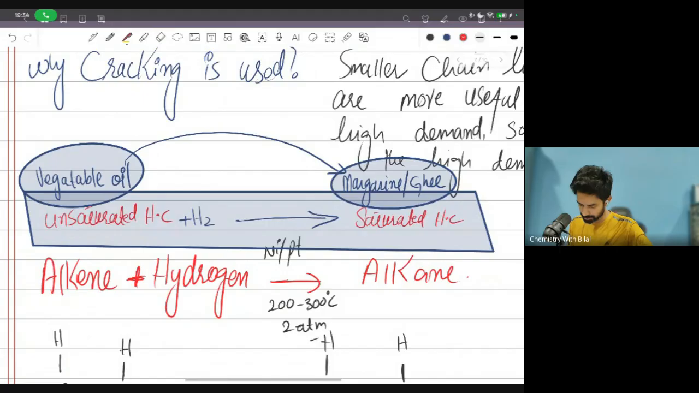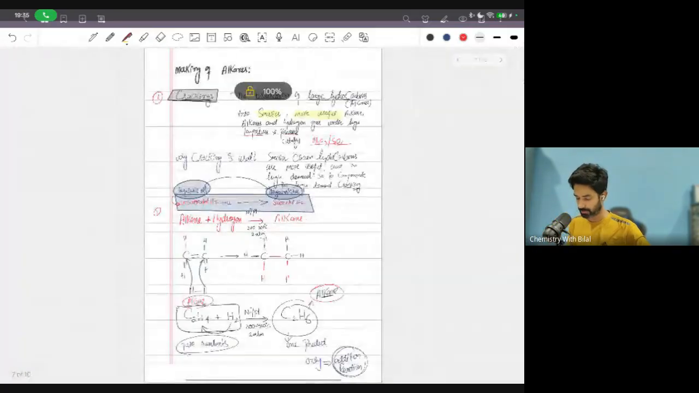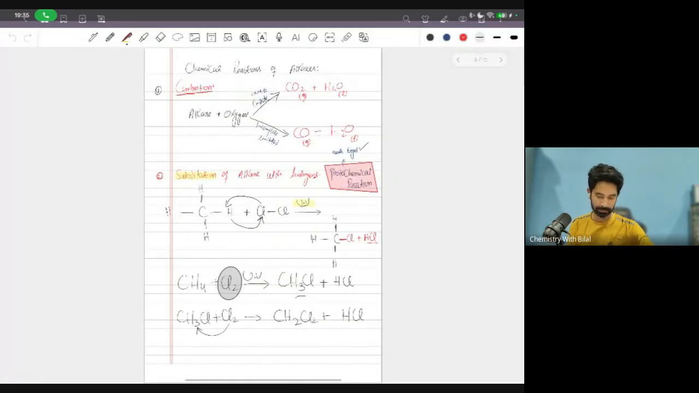unsaturated hydrocarbons, which are basically vegetable oils. So he can ask you whether unsaturated hydrocarbons are oils or margarine. You must know unsaturated are oils and margarine is saturated. So to convert vegetable oil into margarine, we use hydrogenation in the presence of nickel or platinum, and 200 to 300.